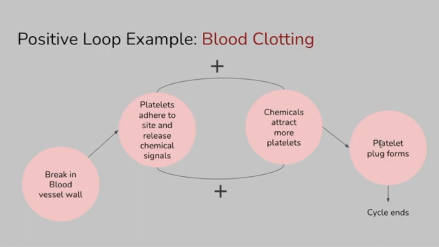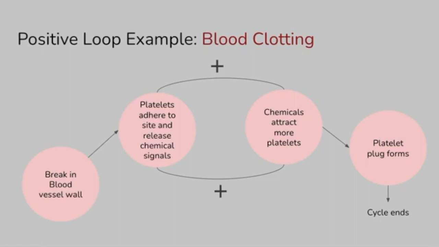Then the cycle ends, we don't have any more chemicals to attract more platelets because we don't need them anymore. Similar with childbirth. Once the child is delivered, the contractions don't need to amplify because the goal has been achieved. But this entire process was not what normally happens. It goes away from homeostasis.